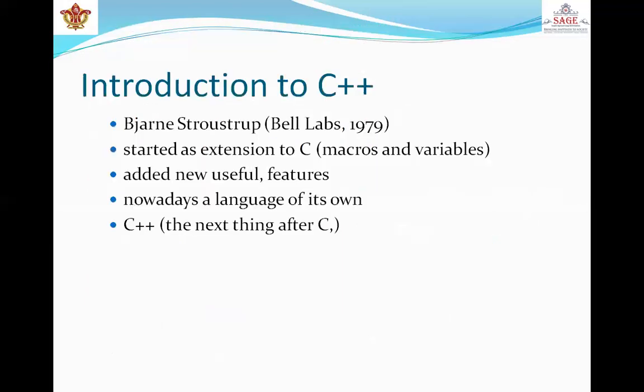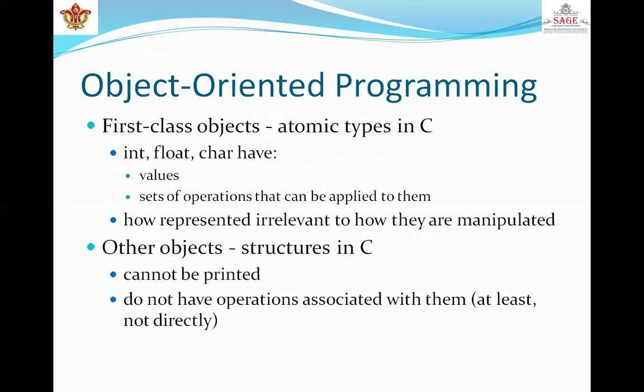Next is an introduction to C++. It was developed in Bell Labs in 1979. It started as an extension to C, with macros and variables. It added new useful features. Now it is a language of its own, C++, the next thing after the C language.